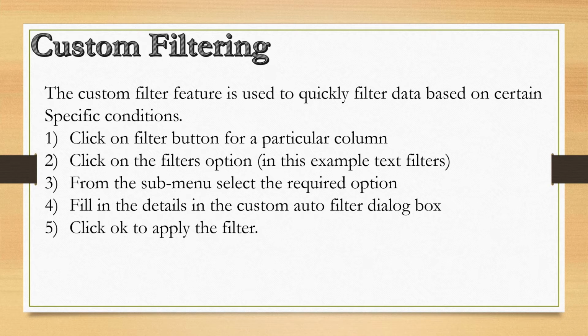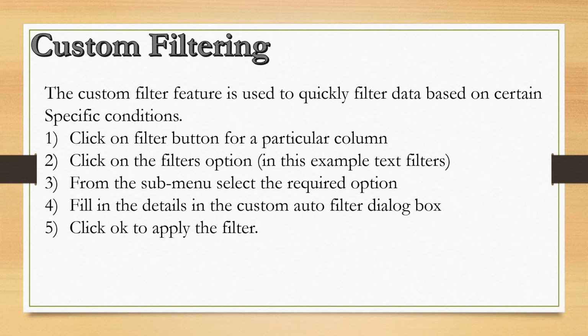Now here in this example, I want to filter the data based on section. So I'll select the filter option which is beside section. So click on the filter option. In this example, I want to apply the text filter. Section contains text type of data: A section, B section, C section. So what we have to select in this section filter command is text filter.